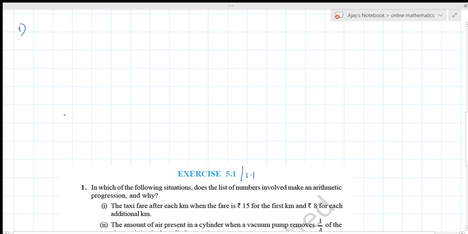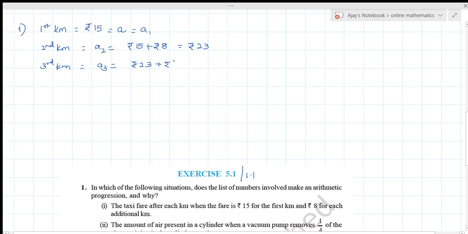In the first question, the taxi fare after each kilometer: the fare is 15 rupees for the first kilometer and 8 rupees for each additional kilometer. That means the cost for the first kilometer is 15 rupees, which in an AP is called a, or A1, term 1. The second term, A2, is obtained by adding 8 rupees to the first, that is 23 rupees. Similarly, for the third kilometer, A3, I get 23 plus 8, which turns out to be 31 rupees, and so on.